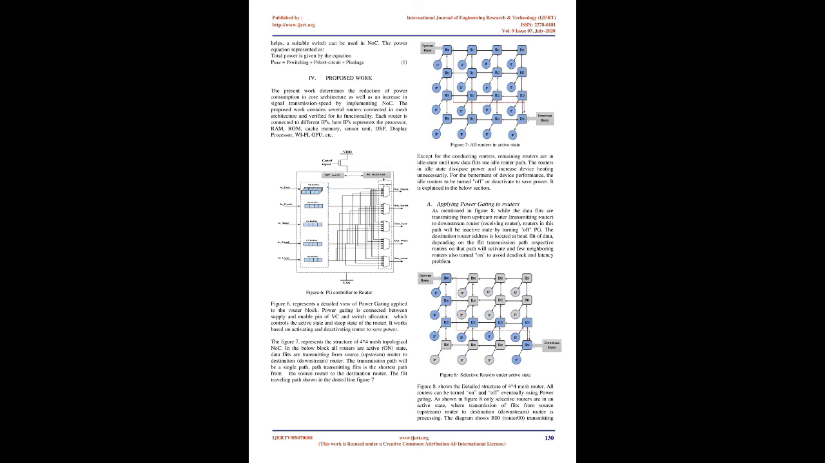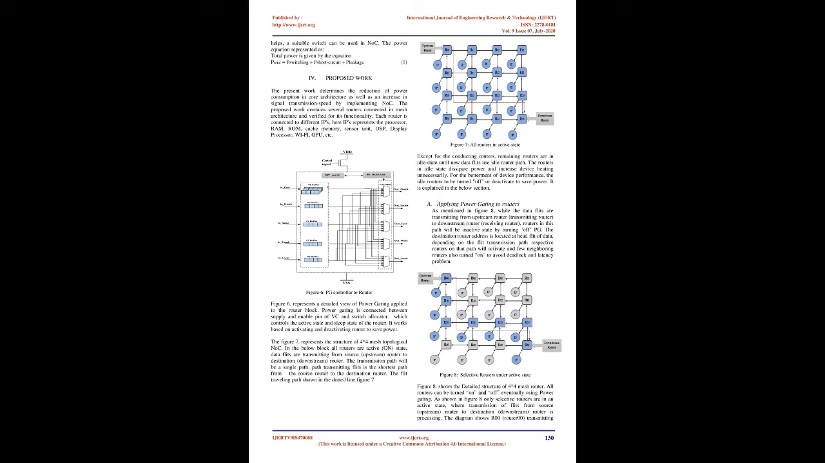For the proposed work, the present work determines the reduction of power consumption in core architecture as well as an increase in signal transmission speed by implementing NoC. The proposed work contains several routers connected in a mesh architecture and verified for its functionality. Each router is connected to different IPs. Here IPs represent the processor, RAM, ROM, cache memory, sensor unit, DSP, display processor, Wi-Fi, GPU, etc. Figure 6 represents a detailed view of power gating applied to the router block. Power gating is connected between the supply and the enable pin of the VC and switch allocator, which controls the active state and sleep state of the router. It works by activating and deactivating the router to save power.